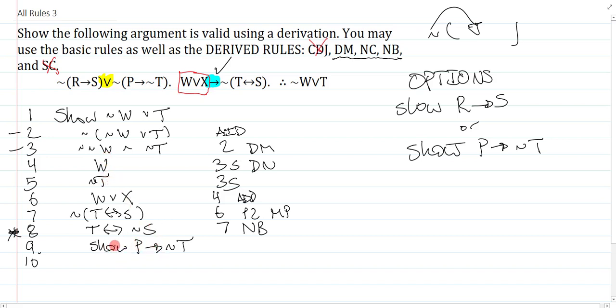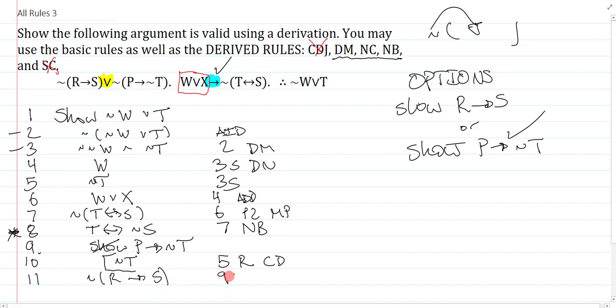I know that what I need to do to show P arrow not T is ultimately get not T. But if I have not T already, I can just do this. I can say negation T, that's line 5. I repeat it, and then I say conditional derivation, because I'm essentially just showing that, hey, not T follows, so therefore P arrow not T follows. So from here, I've done this, check, and why did I do this? So I could double negate it and modus tollendo ponens this first premise. So I'm going to do that, and I immediately get negation R arrow S.